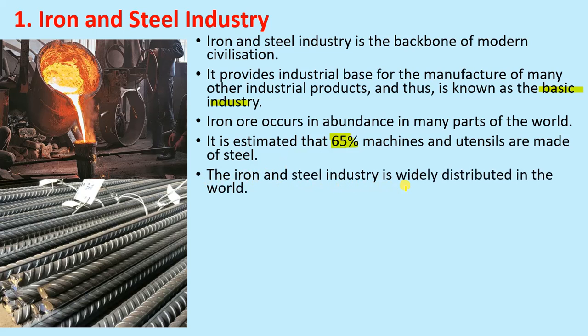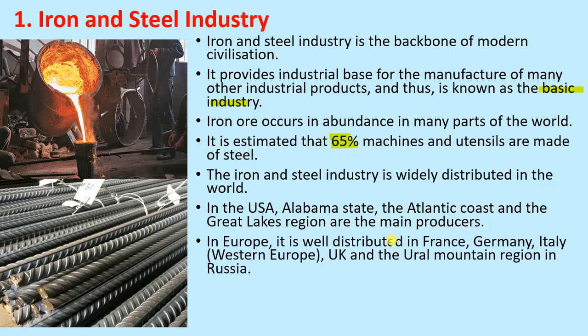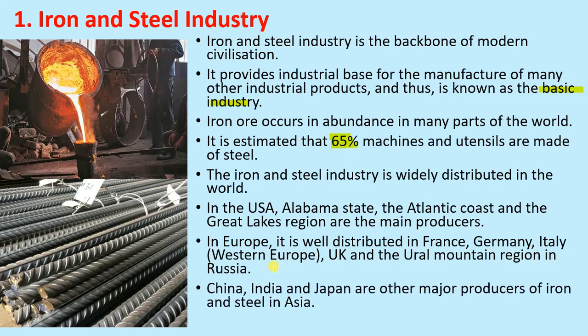The iron and steel industry is widely distributed in the world. In the USA, Alabama state, the Atlantic coast and the Great Lakes region are the main producers. In Europe, it is well distributed in France, Germany, Italy, Western Europe, UK, and the Ural Mountains region in Russia. China, India, and Japan are other major producers of iron and steel in Asia.